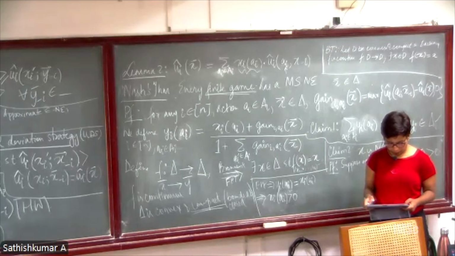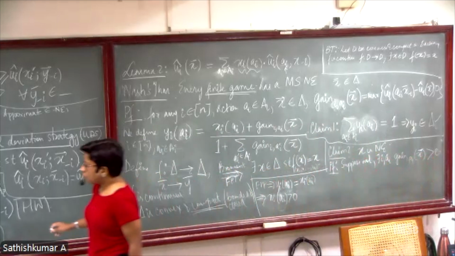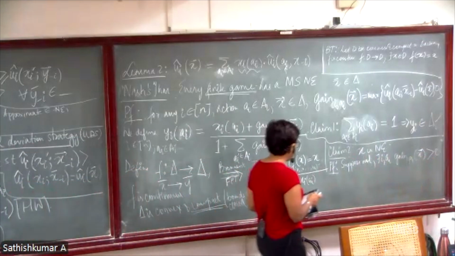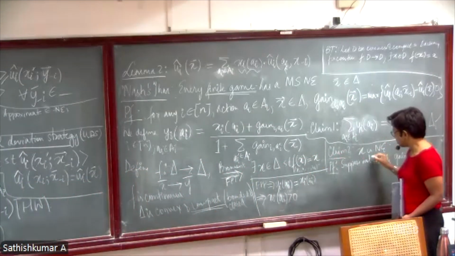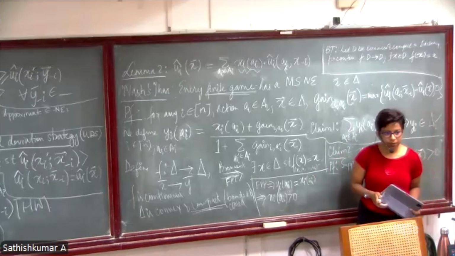There's no action for which I can do better, meaning... Okay, this talks about not Nash equilibria. Suppose X is not a Nash equilibrium. Okay, so how do I use that?